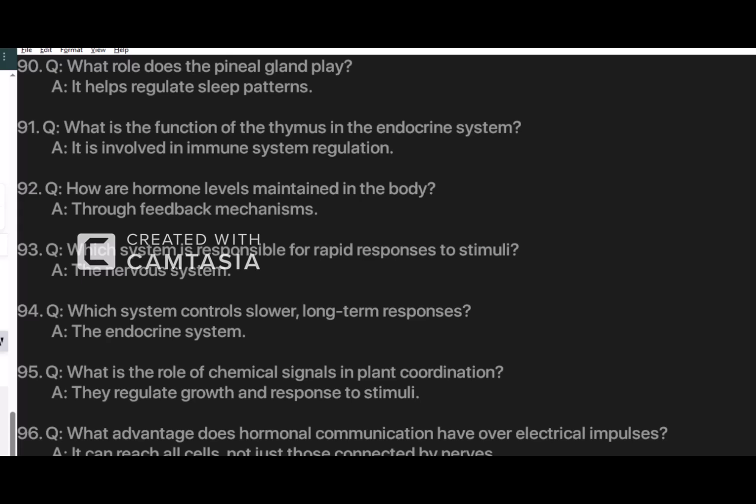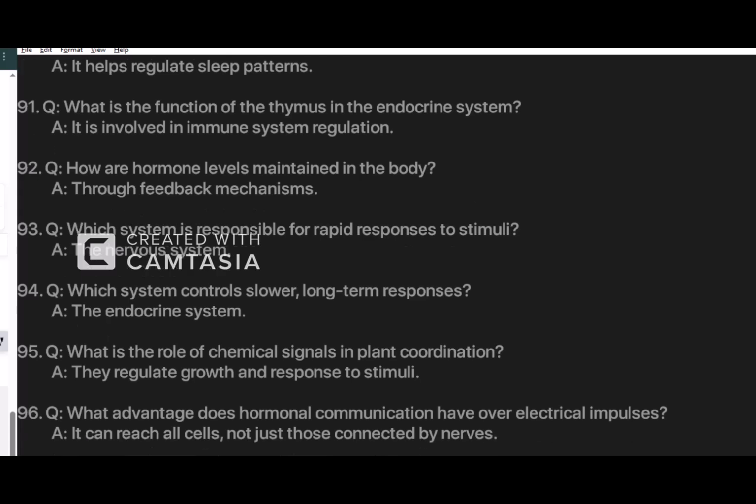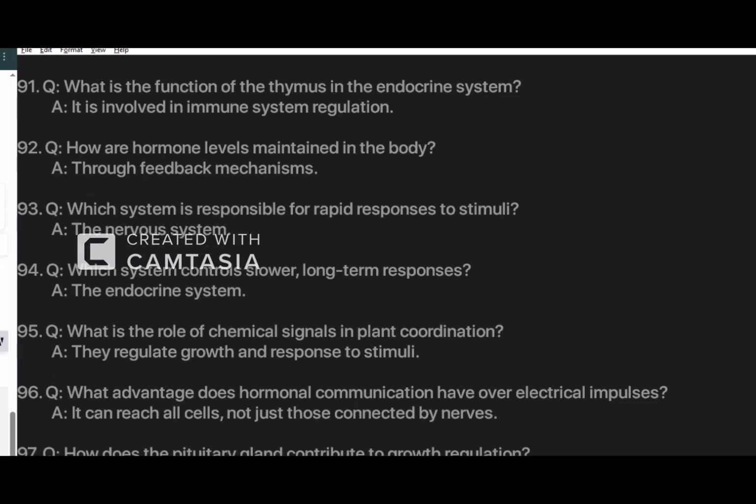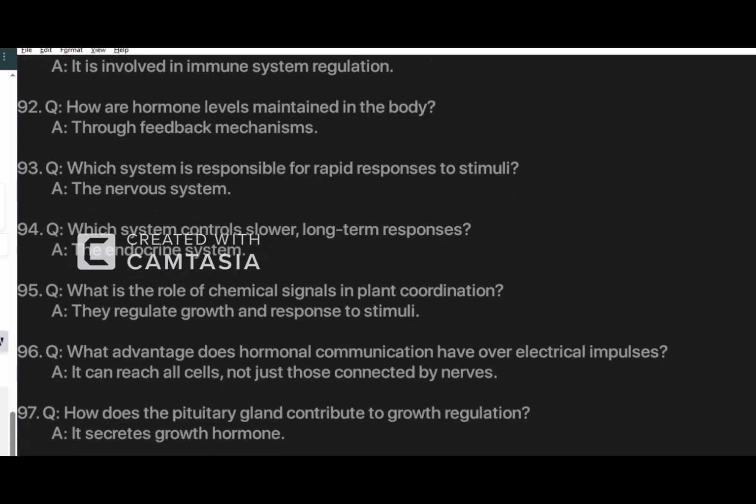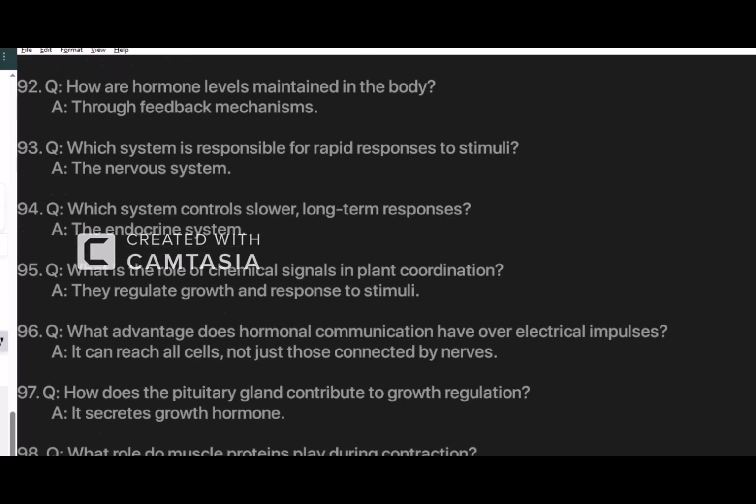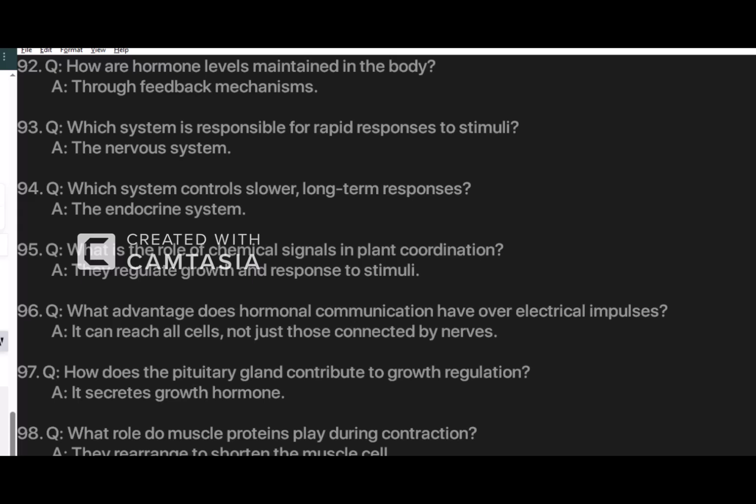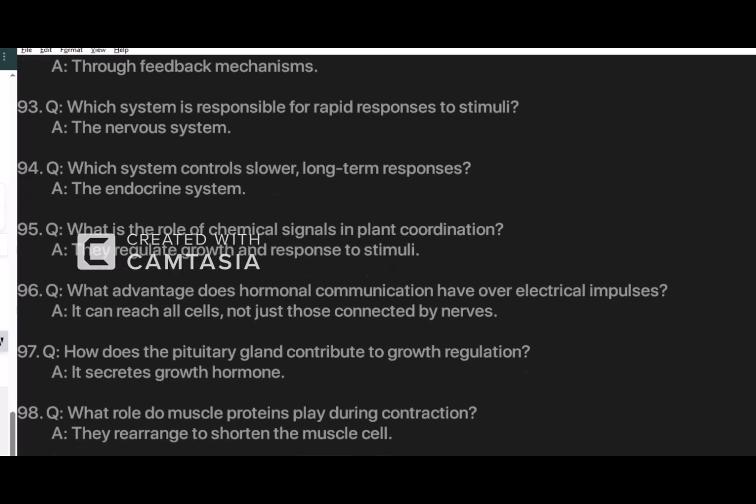96. Q. What advantage does hormonal communication have over electrical impulses? A. It can reach all cells, not just those connected by nerves. 97. Q. How does the pituitary gland contribute to growth regulation? A. It secretes growth hormone.